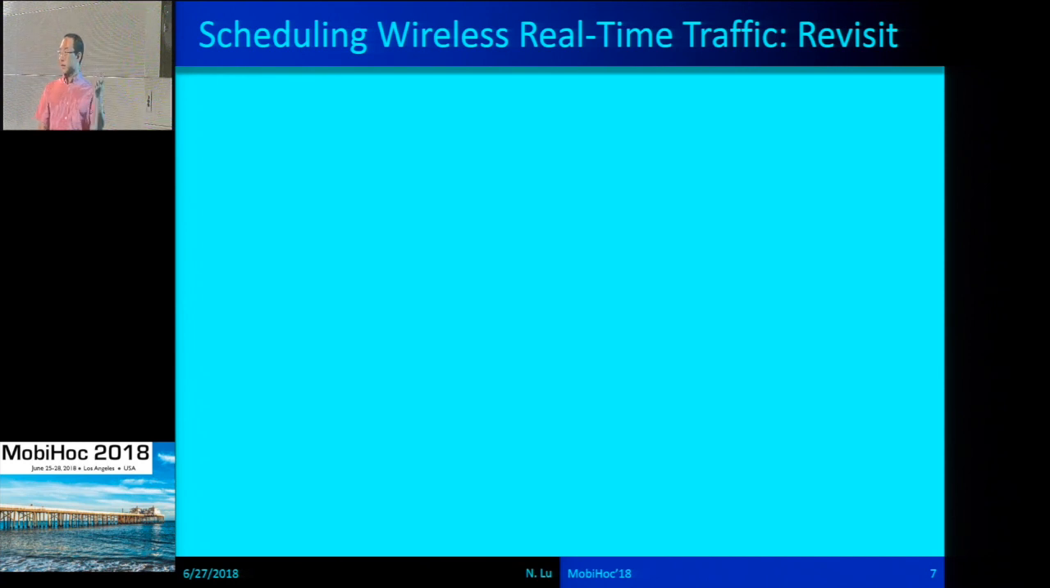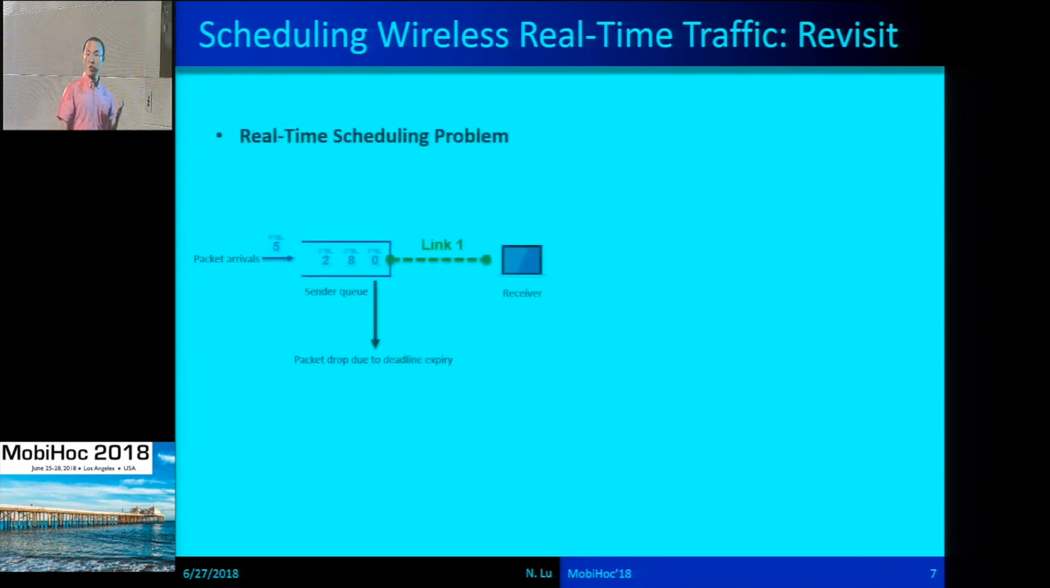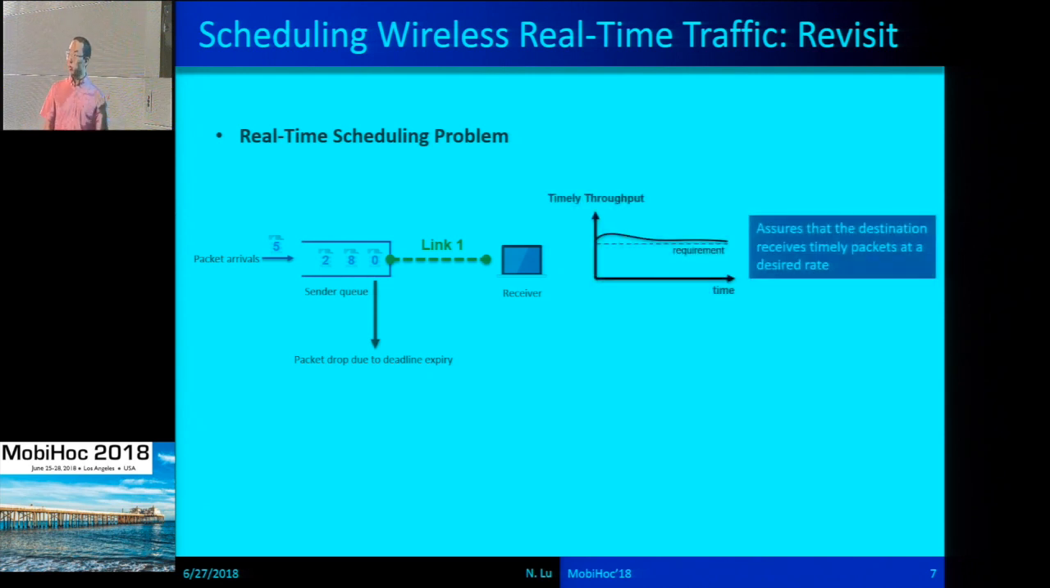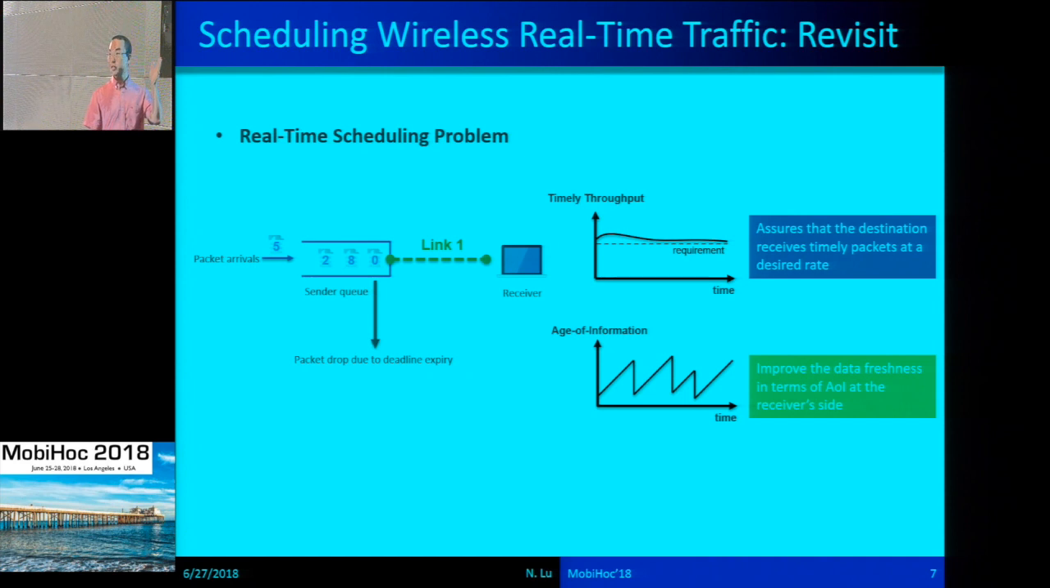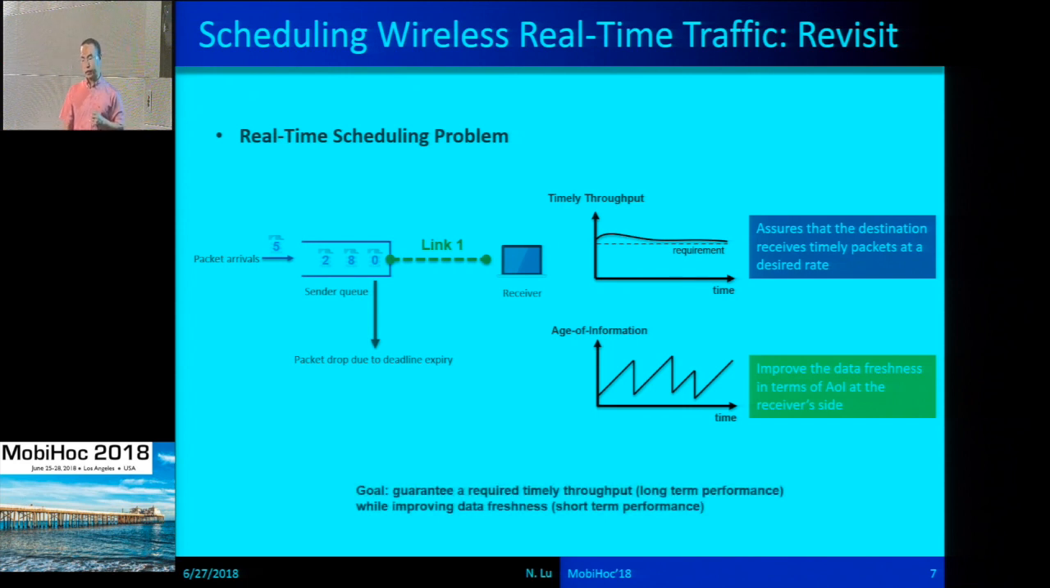Motivated by the age of information research and the importance of maintaining data freshness at the receiver side, we are particularly interested in designing a real-time scheduling algorithm that provides both a timely throughput guarantee and improved data freshness at the receiver side. We want to assure that the destination receives timely packets at the desired rate, as well as improve the data freshness in terms of AoI at the receiver side. That's the goal of this work.